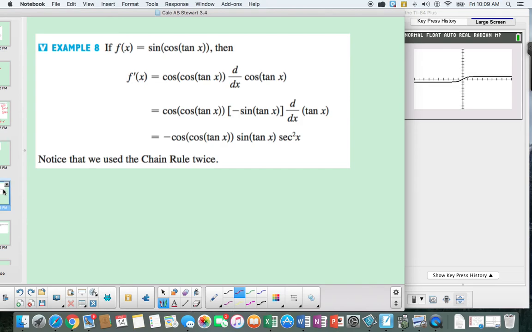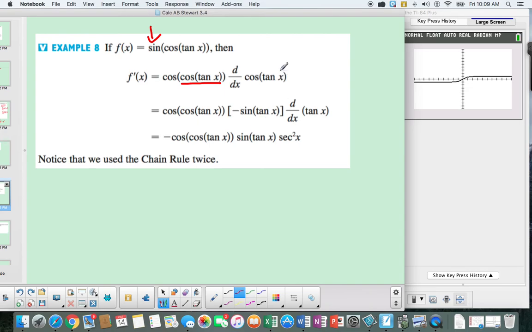Okay, here's an example of using the chain rule. This is a function within a function within a function. So we just take them one at a time. The outer function here is sine, so we take the derivative of sine, leave the inside alone, and then take the derivative of the inside function, the inner function.